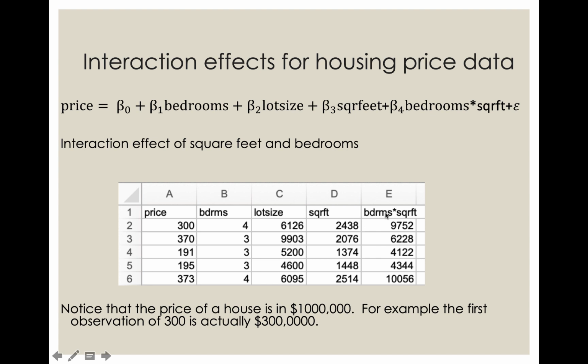Here's how to create this variable. Again, you just multiply two variables together. That's what interaction effect means, bedrooms times square feet. So I'm taking my bedroom variable, multiplying by my square footage variable, and I come up with this new variable.